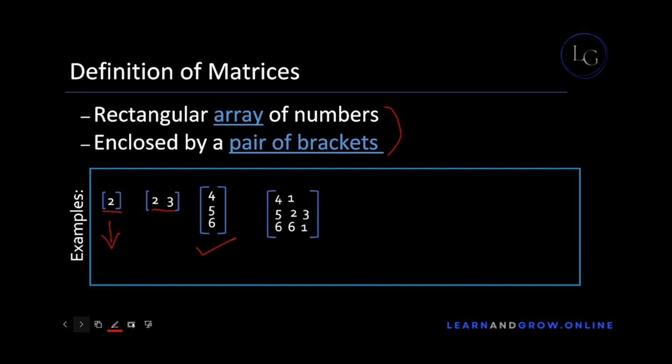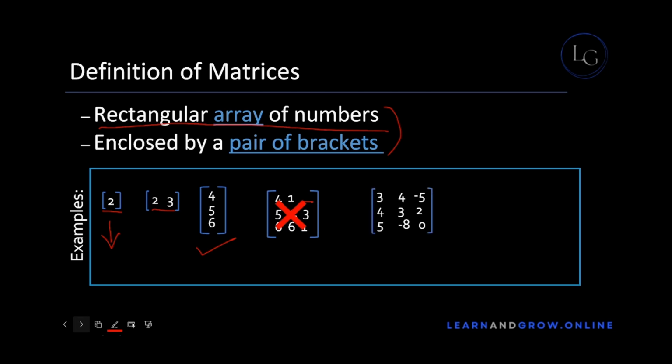Now in this next example, we have all elements present except for one. Since an element is missing, this will no longer be a rectangular array of numbers, as you can see. It is enclosed by a pair of brackets, but it is not fulfilling one of the requirements, hence it is not a matrix.